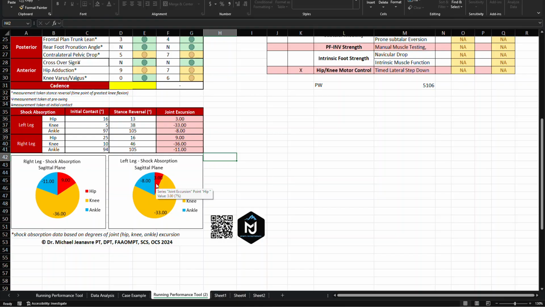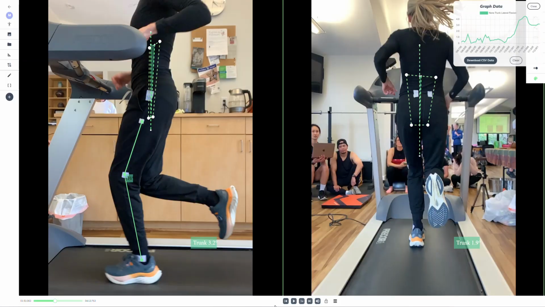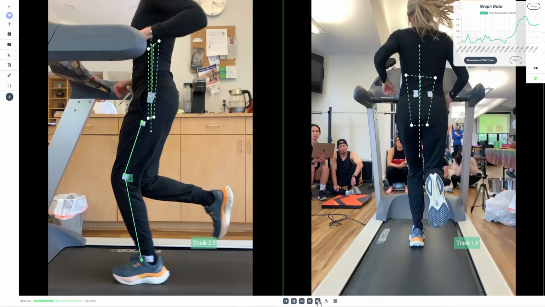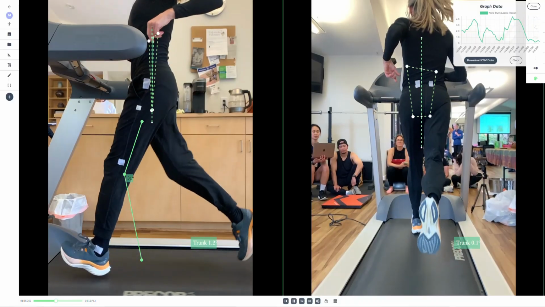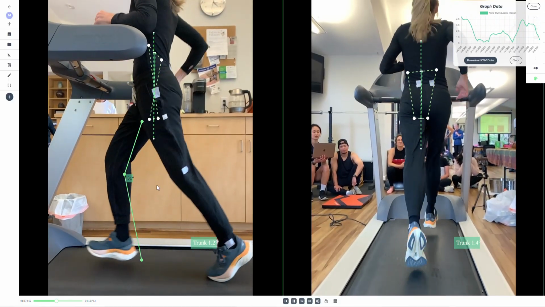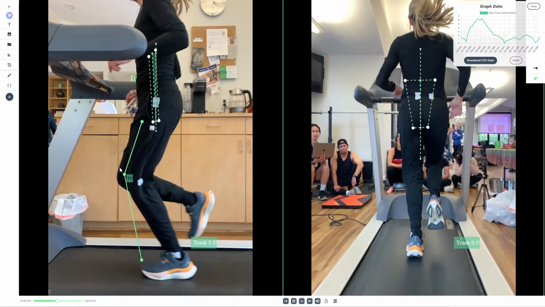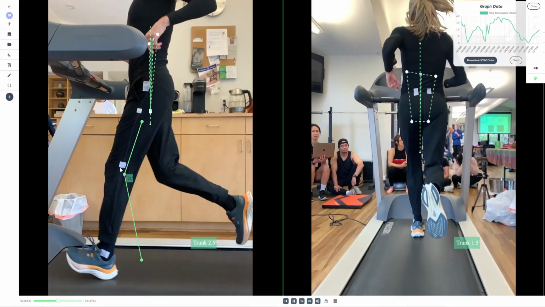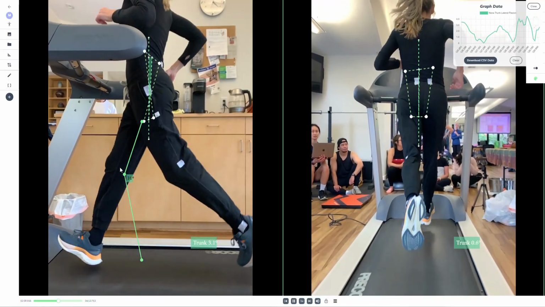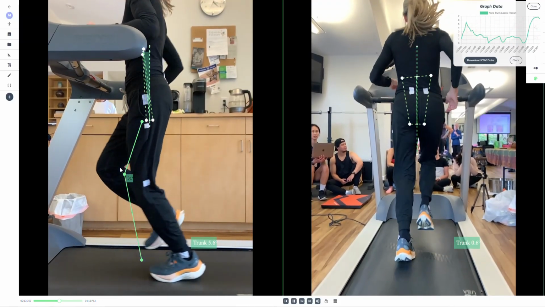And then, though the film that we have doesn't have audio associated with it, at least I don't think it does, it was apparent when running that there was some deviation, some asymmetry in the pattern at which the individual was hitting the ground. It seemed as though there was a little bit more firm impact on the left limb versus the right.